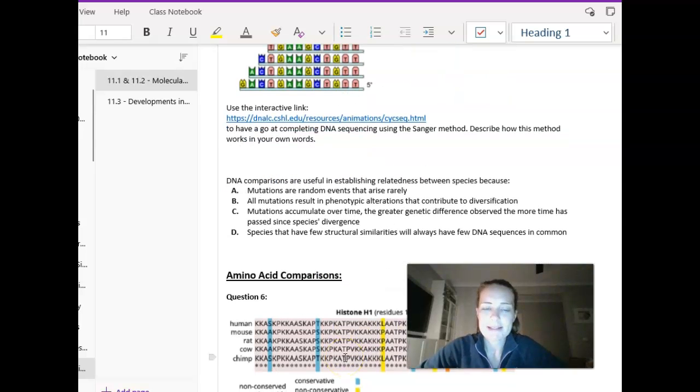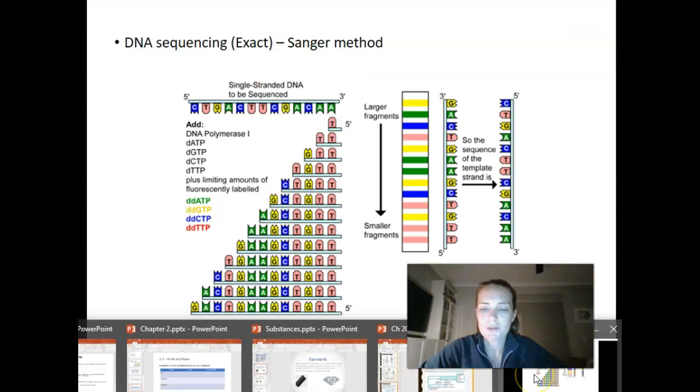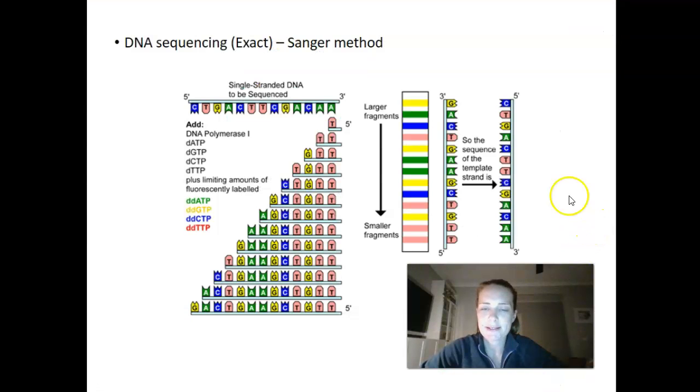Okay, so that's DNA comparisons. We can also use amino acids to compare between species. So think of a protein that is found in our two species, or a protein that's found commonly across life. For example, DNA polymerase. We can't have DNA form without this enzyme, DNA polymerase. So that is one protein that is found across all species.